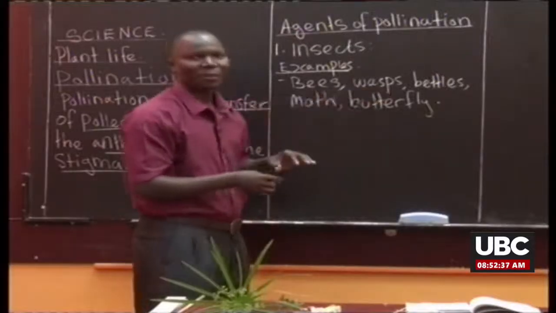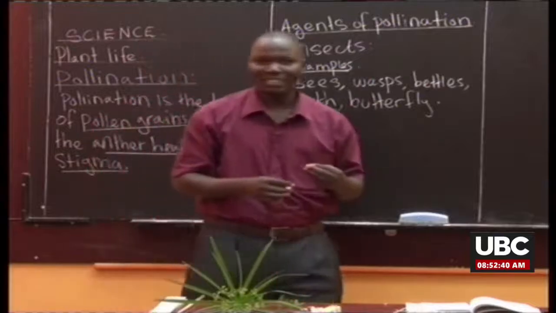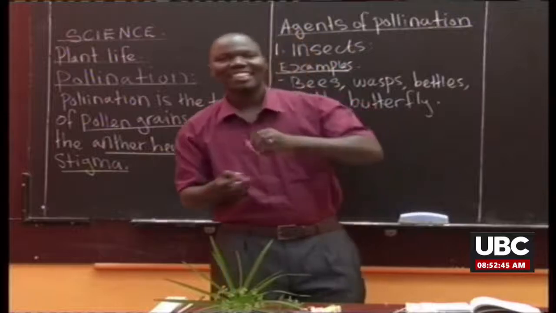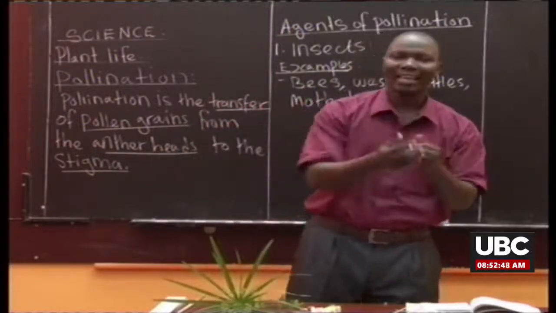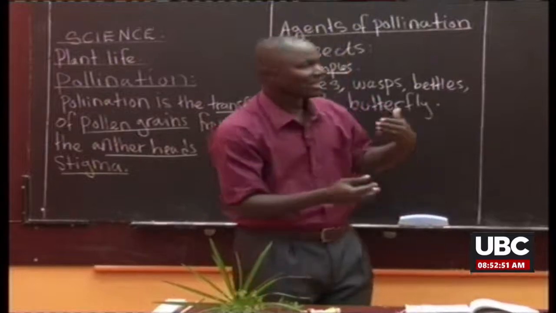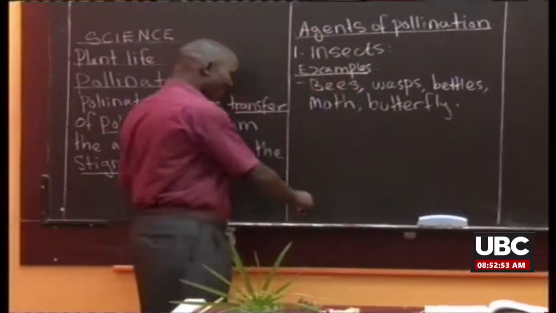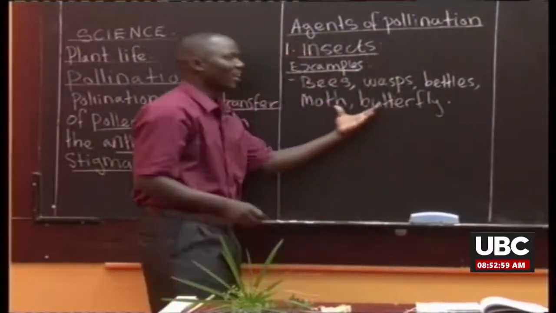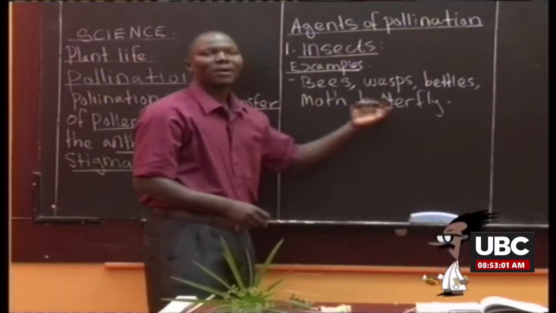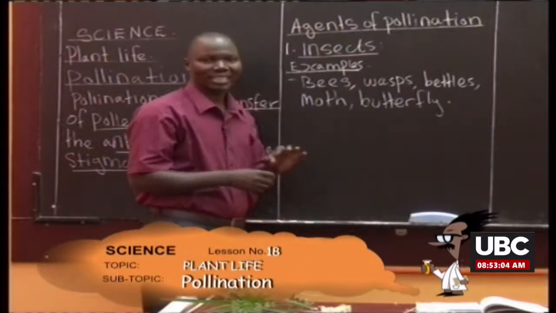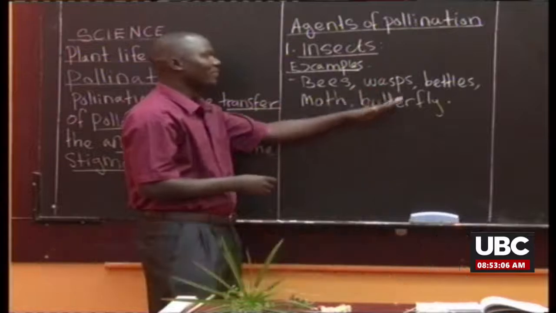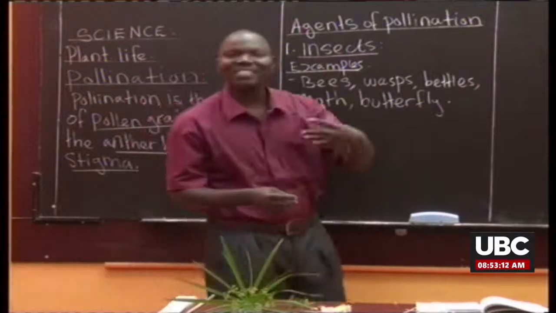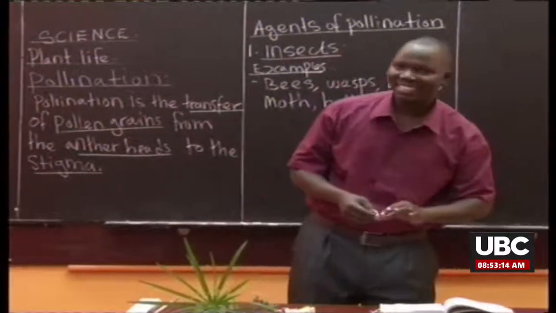Children, you have seen these. Once they are there, they are looking for the sweet nectar, something sweet from that flower. But in the due process, they carry along with them pollen. And therefore, insects become our number one. And collectively, we call these ones pollinators. The bees, the wasps, the beetles, the moth, the butterfly. You've seen them. And very many other insects.